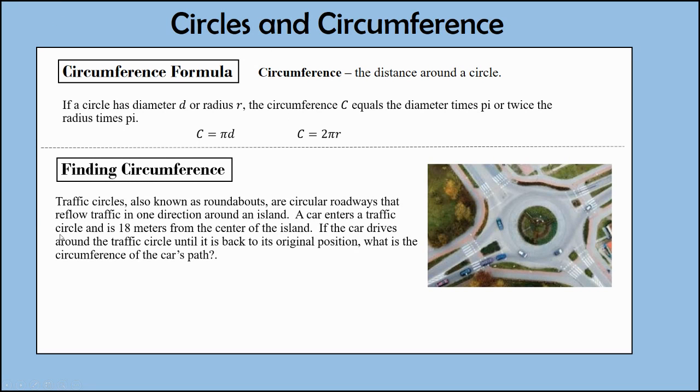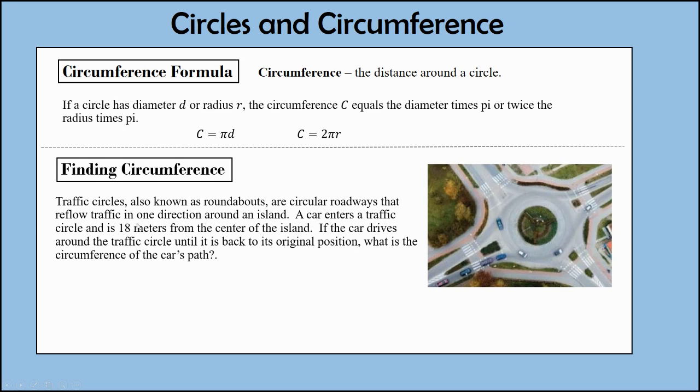All right, here's an example of finding circumference. Traffic circles, also known as roundabouts, are circular roadways that reflow traffic in one direction. So this is what a roundabout looks like. You enter the roundabout, everybody's going to be going clockwise, and then you get off at whatever exit you want. So it replaces stop signs, stop lights, and so forth.